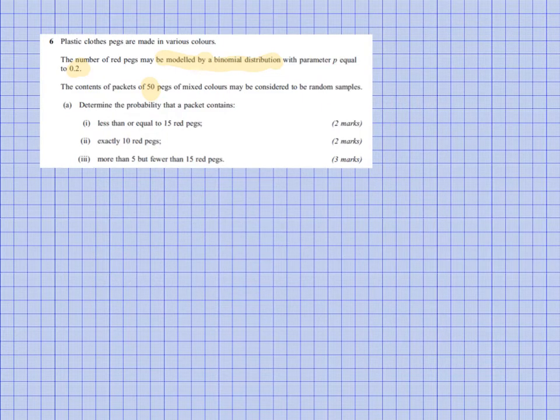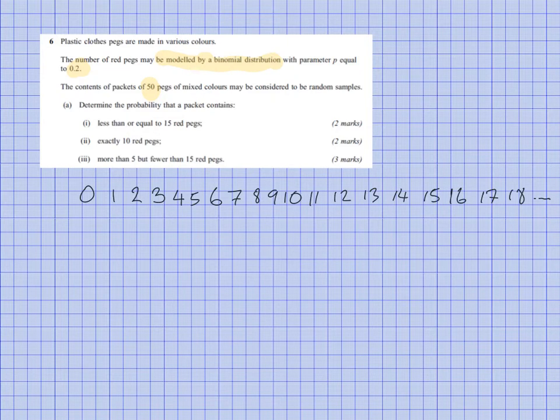In this question, we're asked to find the probability that it's more than 5 but fewer than 15 red pegs. So we're going to do that question using the CD on the calculator. Now, I'm not going to show you this one this time. I'm not going to bring it up on the screen. I'm just going to go through it word by word, and hopefully you can get the same values. If you don't, you need to let me know.